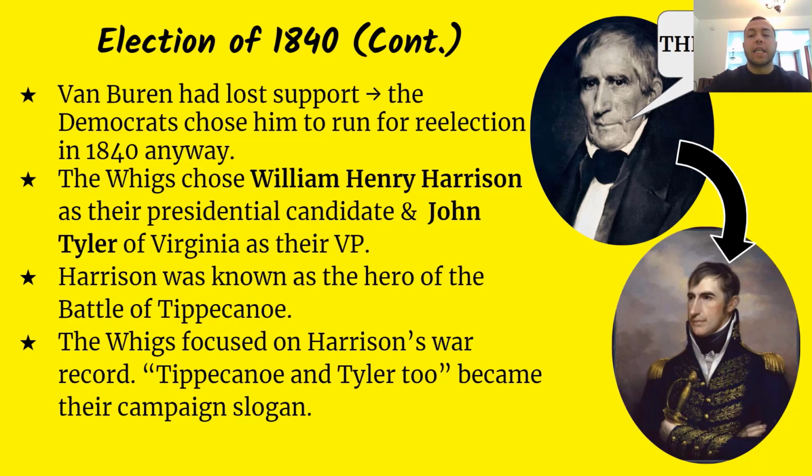So let's continue with this election. Van Buren had lost a lot of support, right? Martin Van Ruin, he's not doing anything. However, the Democrats choose him to run for re-election in 1840 anyway. The Whigs, on the other hand, choose someone very well known, William Henry Harrison, as their presidential candidate, and John Tyler of Virginia as their vice president.